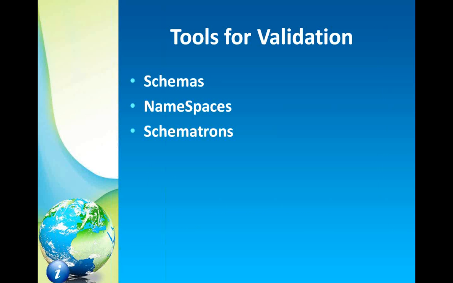There are several different tools that you need for validation: the schemas, the namespaces, and the Schematrons. These are the three main pieces for validation. And of course, depending on which software you're using to edit and validate your ISO metadata, a lot of this will take place behind the scenes for you.